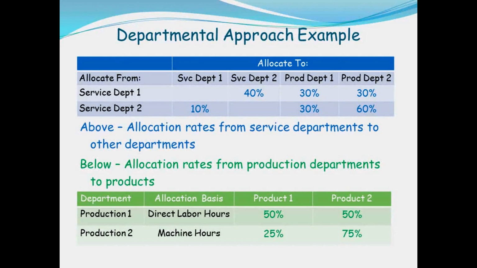And now for later analysis, how are the production department's resources used to create product? So this is the allocation from the production departments to the two specific products. So production 1 is based upon direct labor hours and it's 50-50. And production 2 is based upon machine hours, it's 25-75 for the two products. Okay? So this is background information. We'll come back to it.